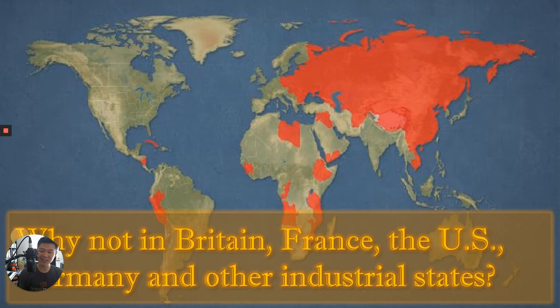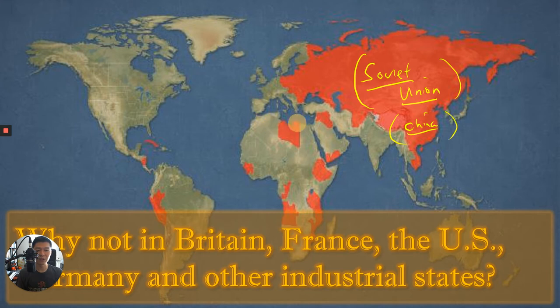Instead, as it turns out, it was in two very unlikely places, or several unlikely places, what will become known as the Soviet Union, or Russia, and particularly China as well. As a result of this, which we'll get to later on in the curriculum, the fact that you have these non-industrial or weakly industrial states becoming the communist states means communism will have a different characteristic than Marx and Engels initially had hoped it would be.